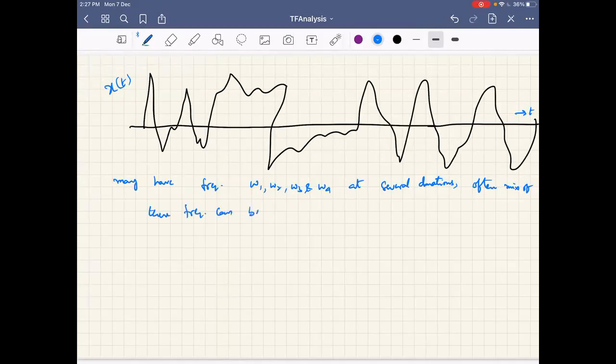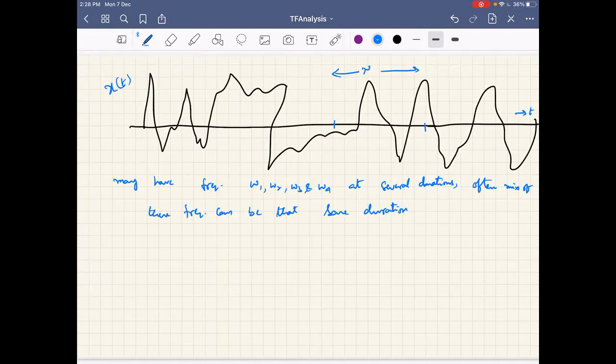Can be there, same duration. Okay, that means if I take a particular duration, from here to here, it may be a mix of several frequencies. So in that way, for a given duration tau, or any time duration, can I analyze what all the frequencies present in the signal are?